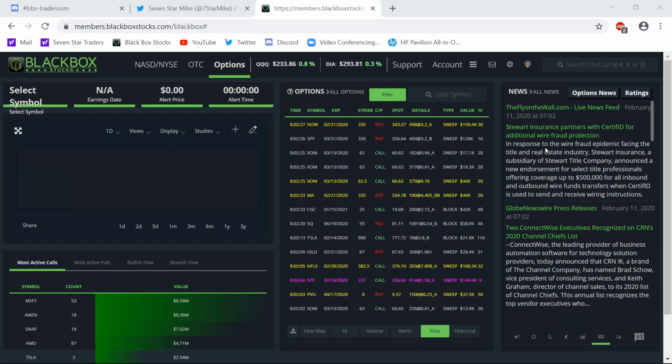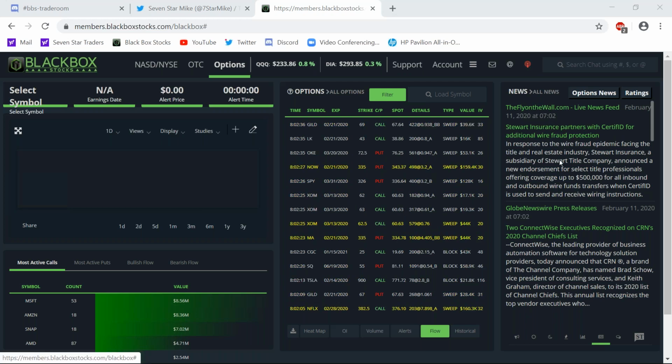What that does is when I pull up a ticker, any news that's associated with it shows up. The Fly on the Wall is a subscription service, but it's free with BlackBox, and it populates right here anytime I pull up a ticker. So my preferred setup is to have the options flow over here and the news over here.